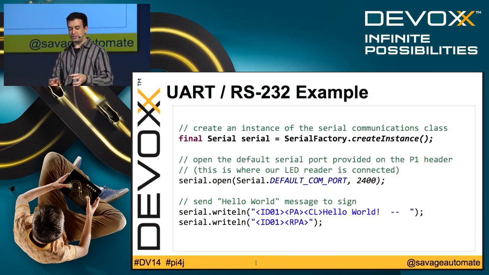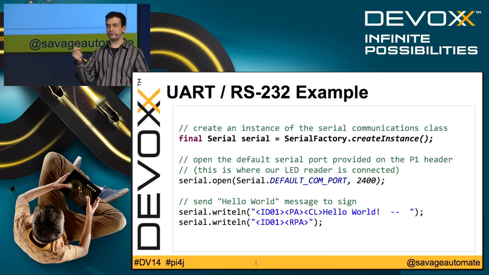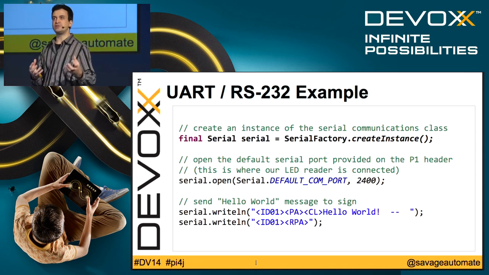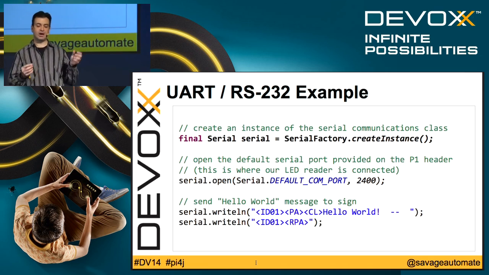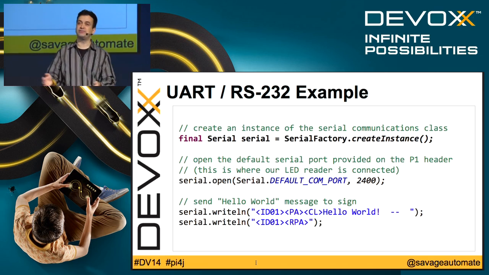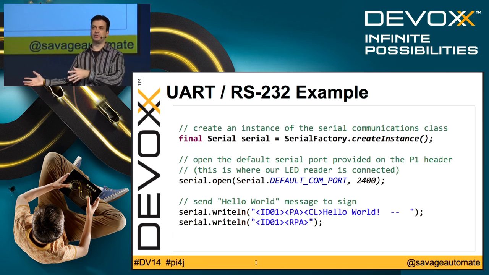We can simply use this adapter to communicate with our serial device. So in the Pi4J code, we instantiate a serial object. We use our serial factory to create an instance of that object. And now once we have our serial object, we open a port with our serial object, and we provide the port that we want to open. If we were using the onboard UART, we would use the default COM port, and then we can pass in our communication parameters like our baud rate.